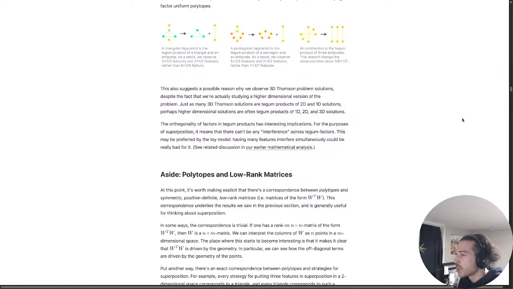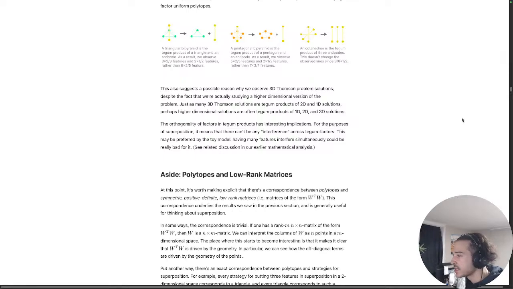This also suggests a possible reason why we observe 3D Thomson problem solutions, despite the fact that we're actually studying a higher dimensional version of the problem. Just as many 3D Thomson solutions are Tegum products of 2D and 1D solutions, perhaps higher dimensional solutions are often Tegum products of 1D, 2D, and 3D solutions.